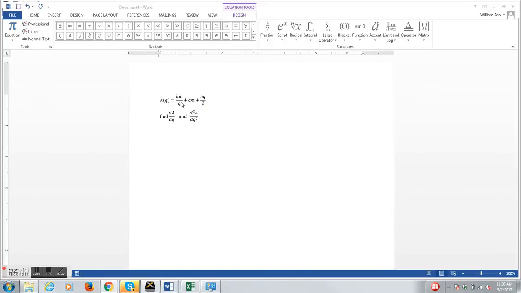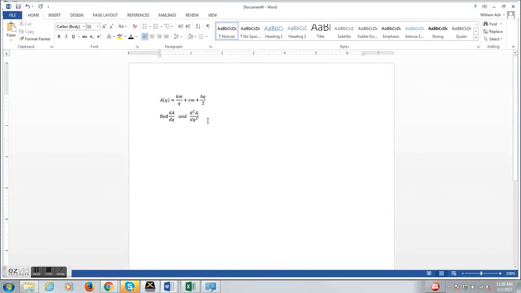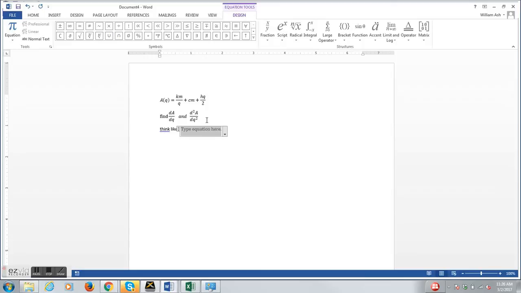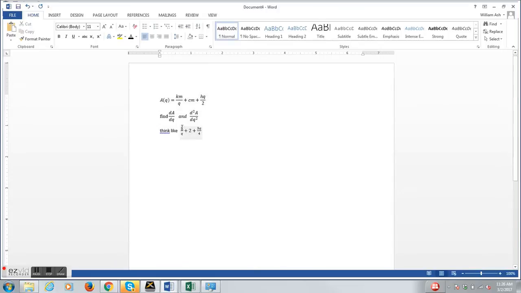So I actually would want to think about this as something like km over q plus cm plus hq over 2. Right, so you see, km is just some constant, cm is just some constant, and h, and of course 2. Oh, why did I put 4? I meant 2. And 2, right? Obviously it's just some constant.